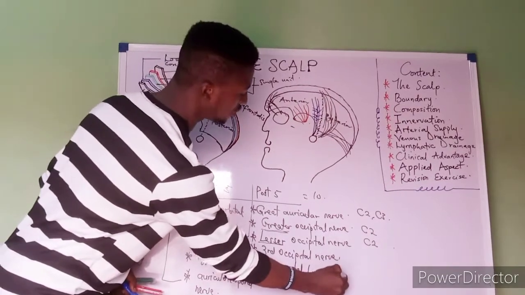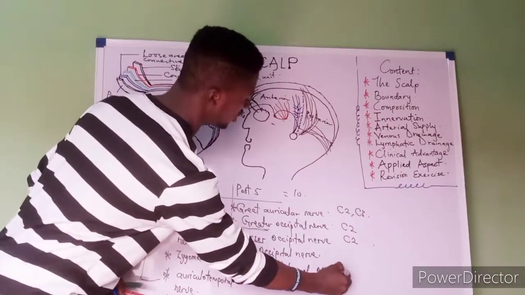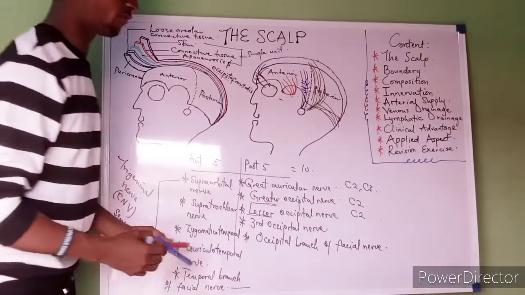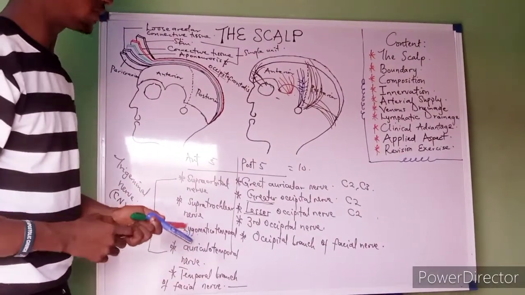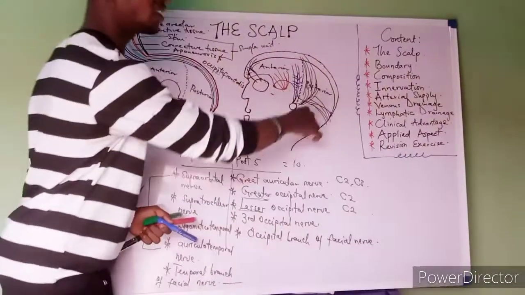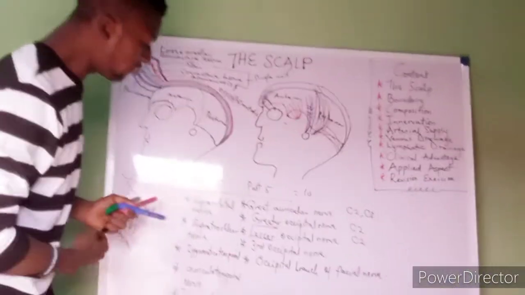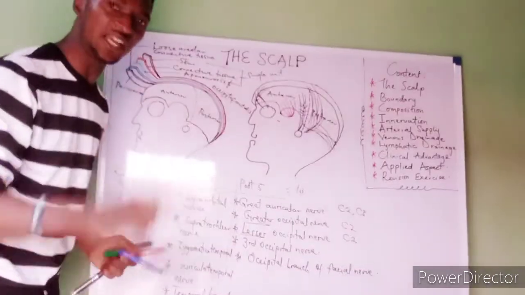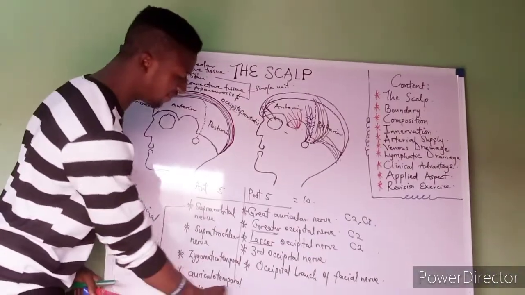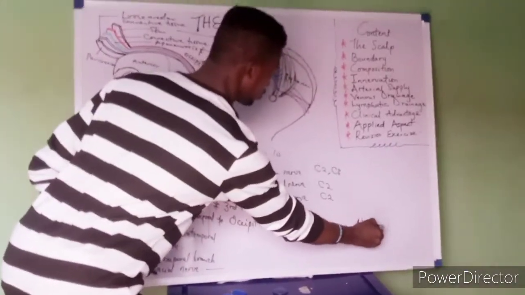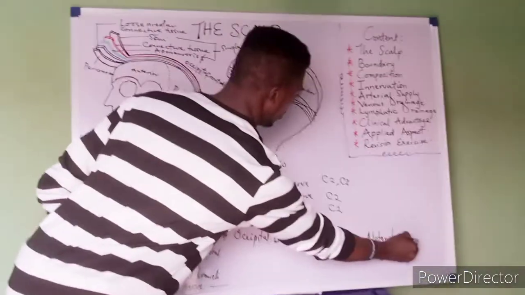The occipital branch of the facial nerve. Why is it called the occipital branch? Because it's found in the occipital region. Now take note that the facial nerve is responsible for the motor innervation of the scalp.